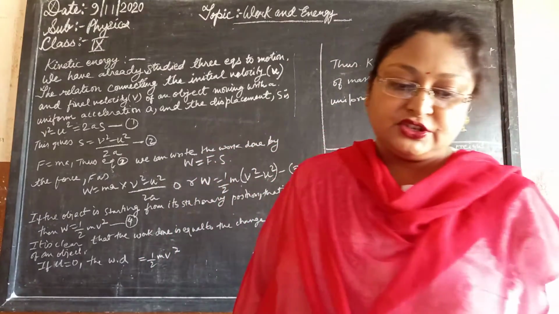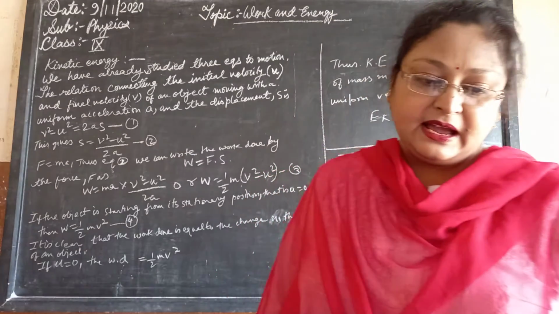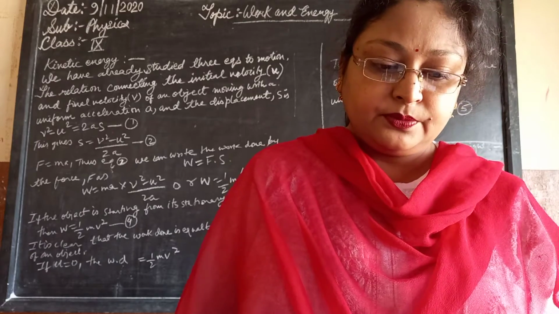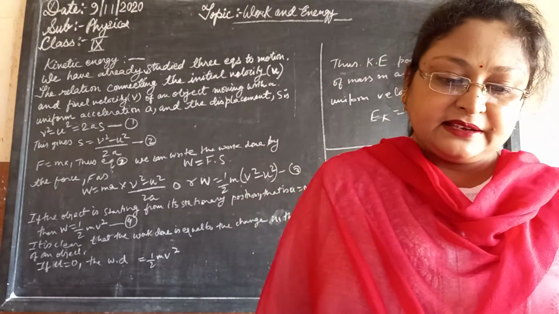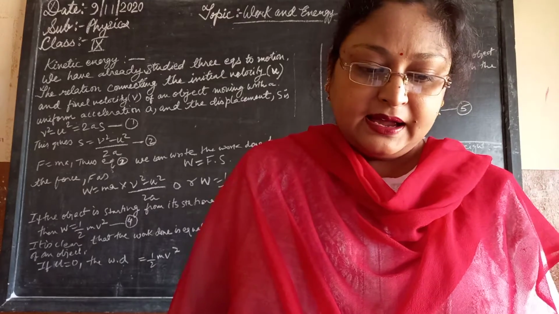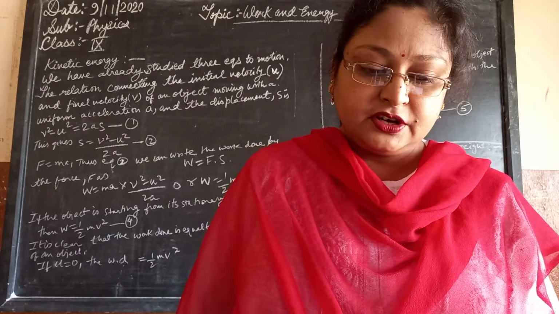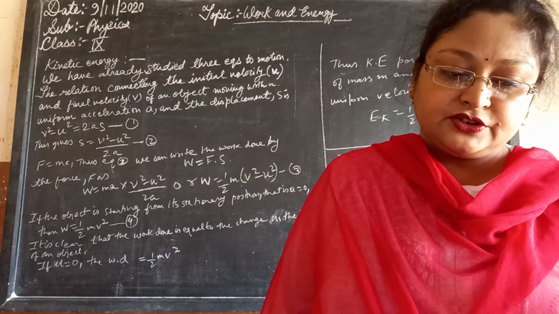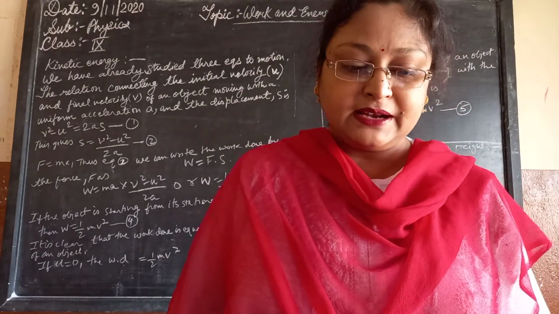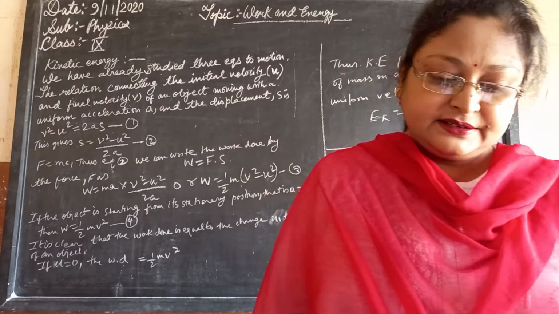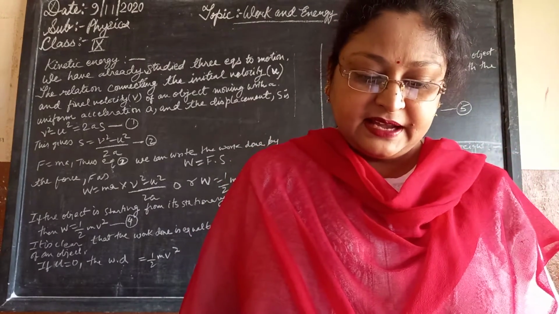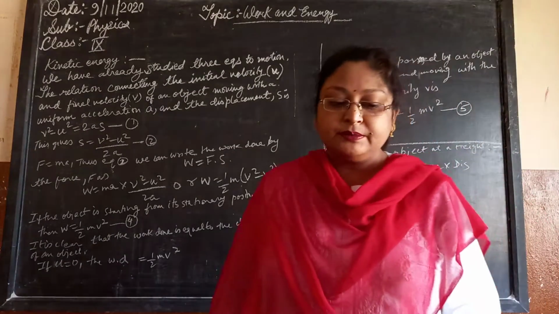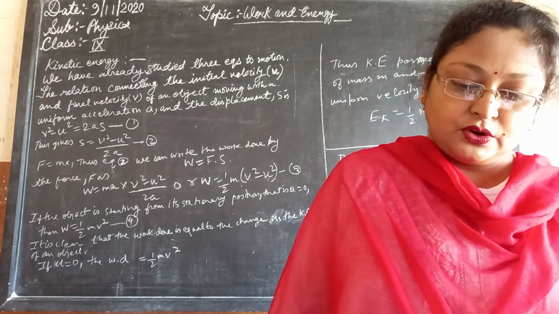According to the law of conservation of energy, energy can neither be created nor destroyed. It can be converted from one form to another, and the total energy before and after the transformation remains the same. The law of conservation of energy is valid for all kinds of transformations, and thus the potential energy plus kinetic energy is a constant, that is mgh plus 1 by 2 mv square is equal to a constant.